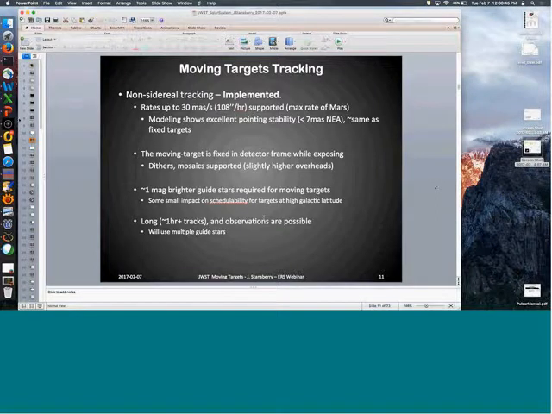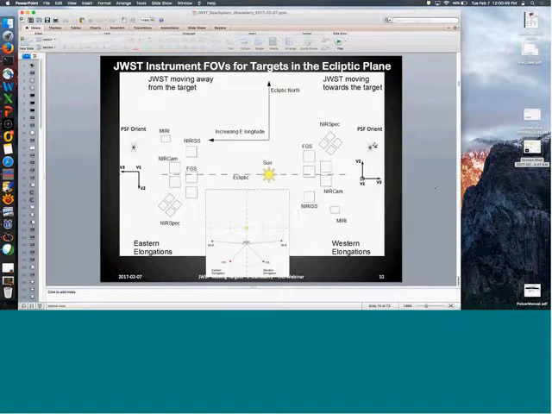Question about the diffraction spikes: yes, the diffraction spike is parallel to the ecliptic plane if you're pointed in or near the ecliptic plane. So that's what this figure is showing.